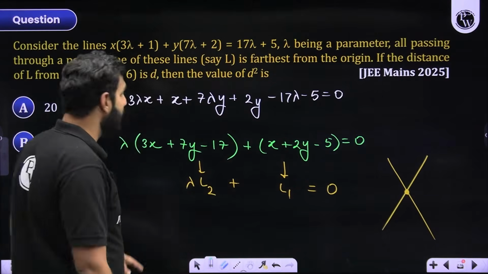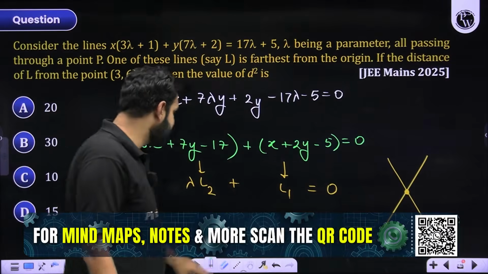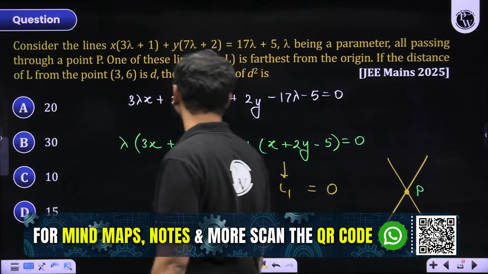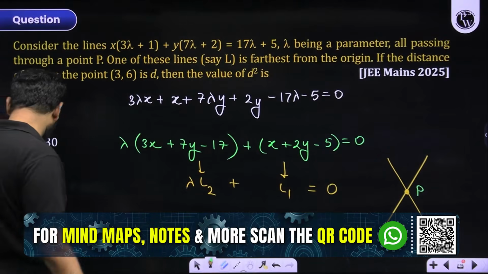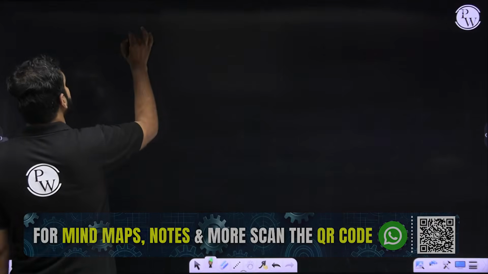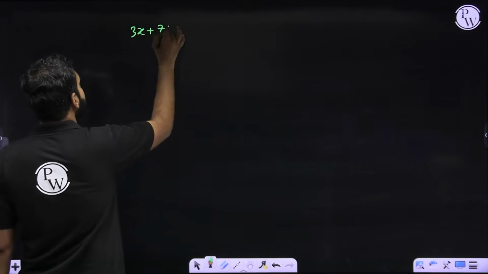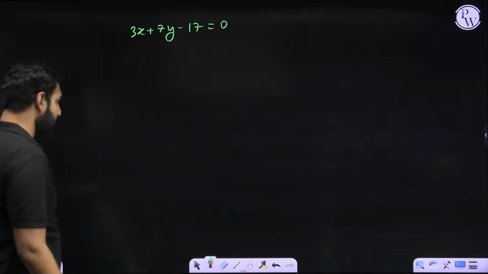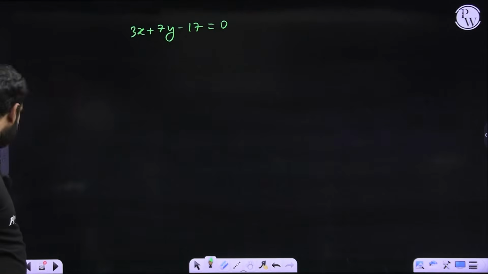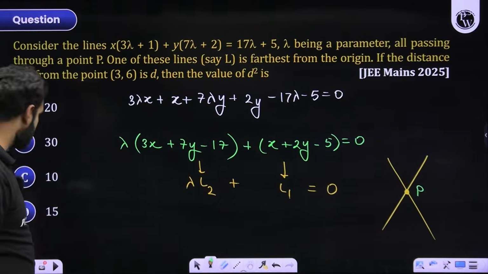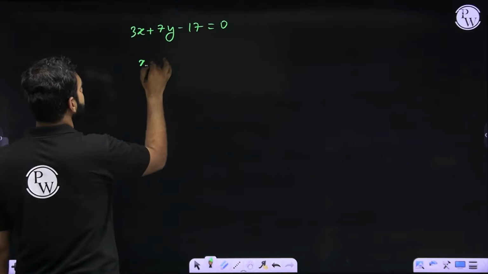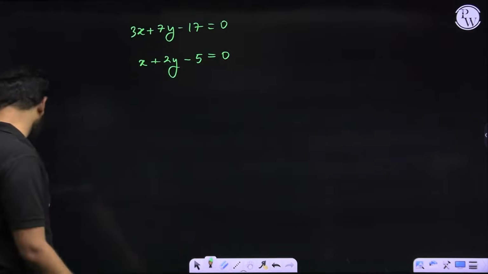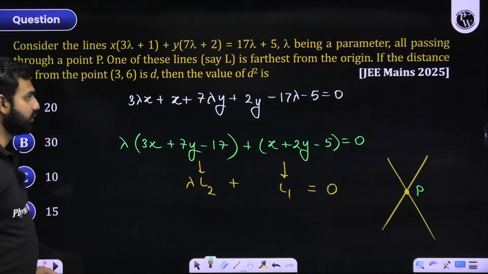But as of now, can I find P? What is P? P is the intersection of these two lines. So the lines are 3x plus 7y minus 17 is equal to 0, I hope this was the line 3x plus 7y minus 17. The other line is x plus 2y minus 5 is equal to 0. Now, how do we solve it?